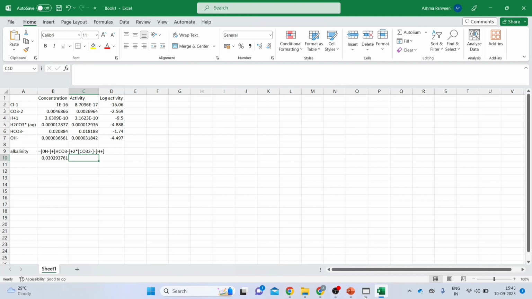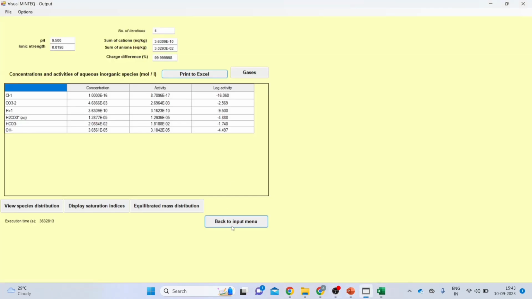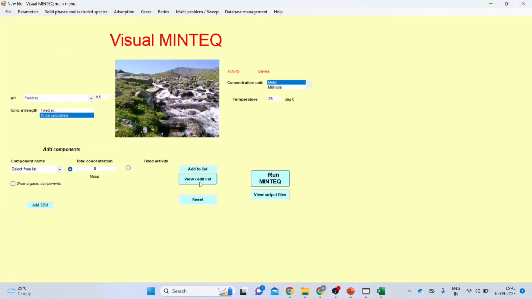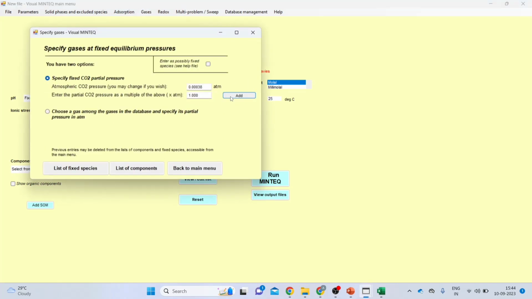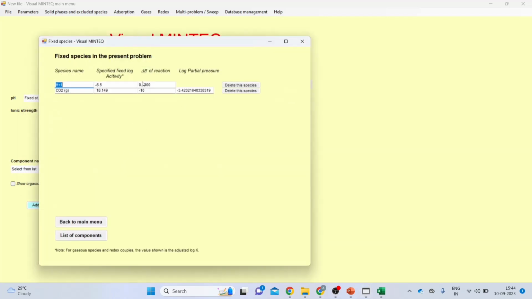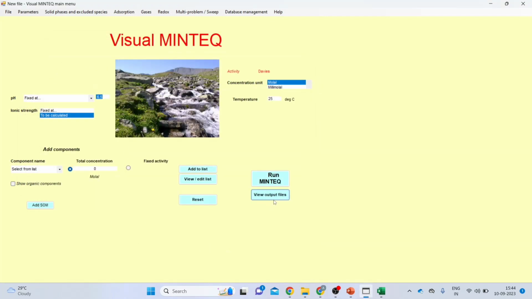Let's move to the second one. So we will again go back to MINTEQ. We will edit this only. So the pH is fixed at 6.5. We have already specified the gas. Let's add it once again, to be double sure. So go back to the main menu. Now let's run MINTEQ.